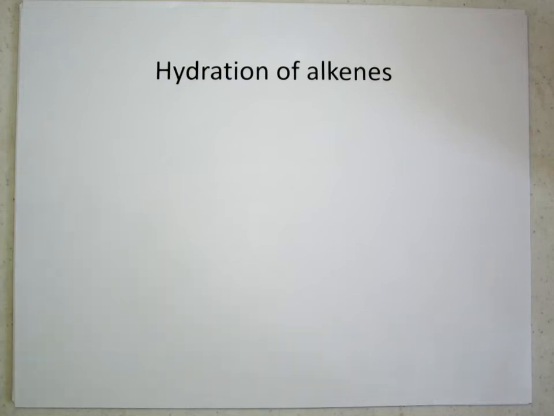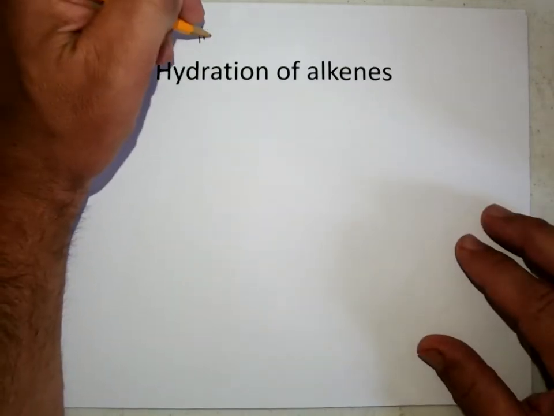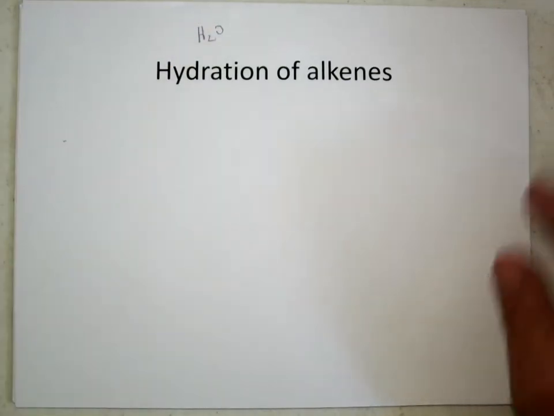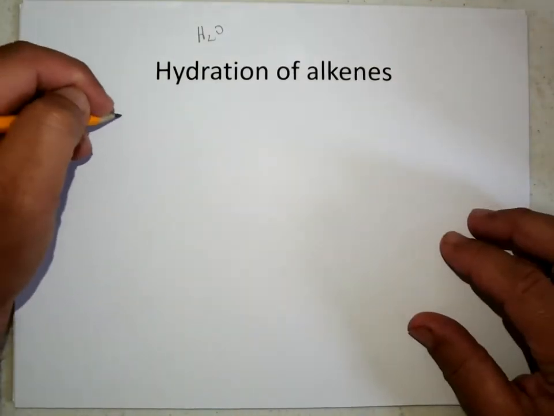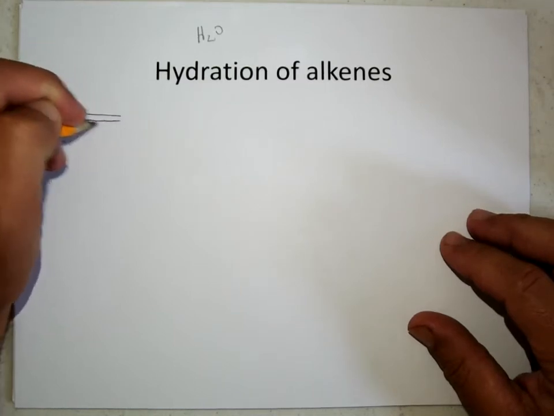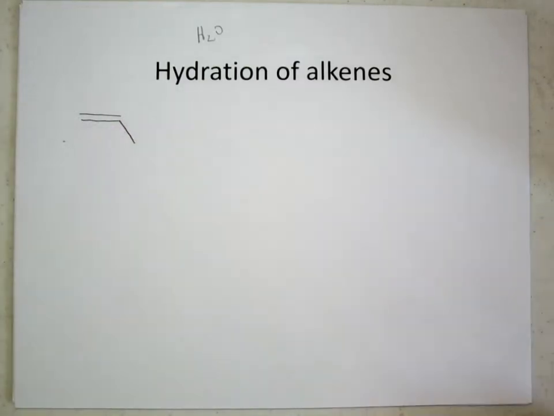Second addition reaction for alkenes would be the hydration of alkenes. And hydration, as you know, involves water. So we're going to go ahead and add water to an alkene. And I think I'll use a substrate that I used before because it's asymmetric and we'll have two possibilities for the first step. And this one's going to be a little different because essentially it's got to be catalyzed.